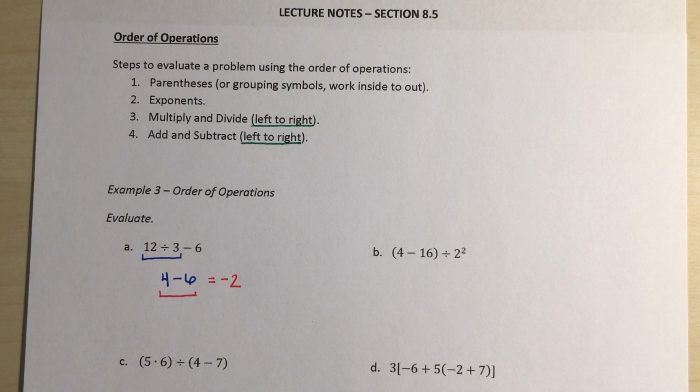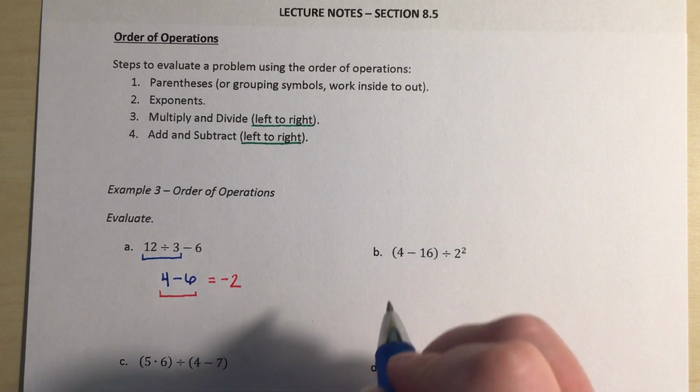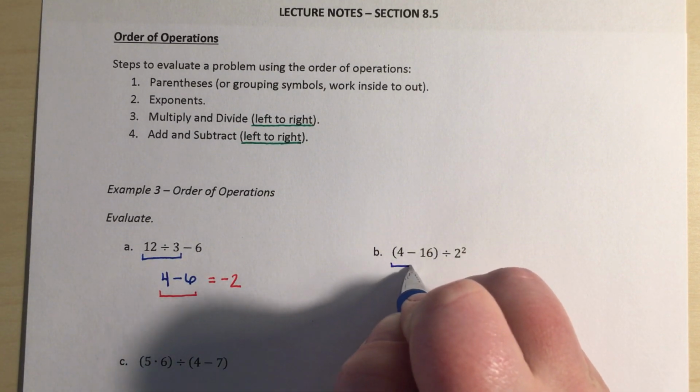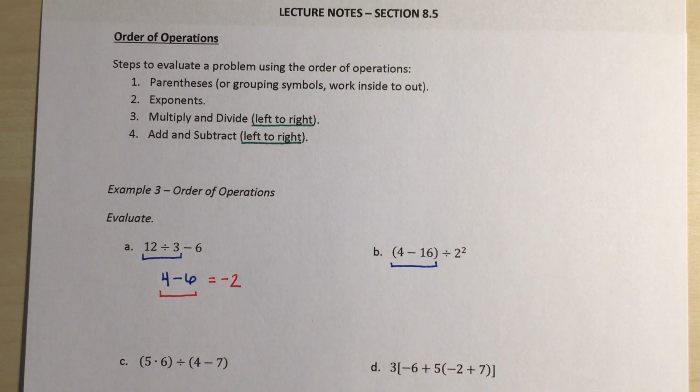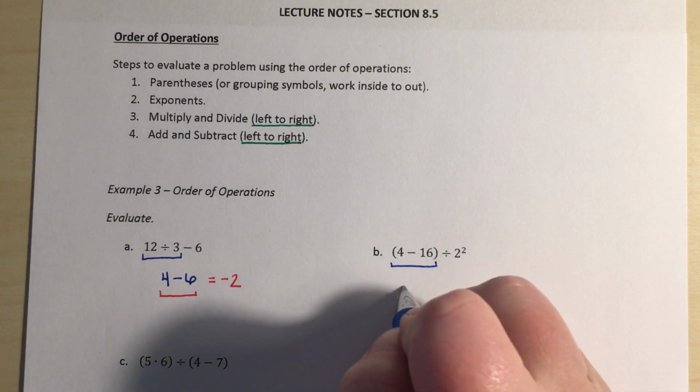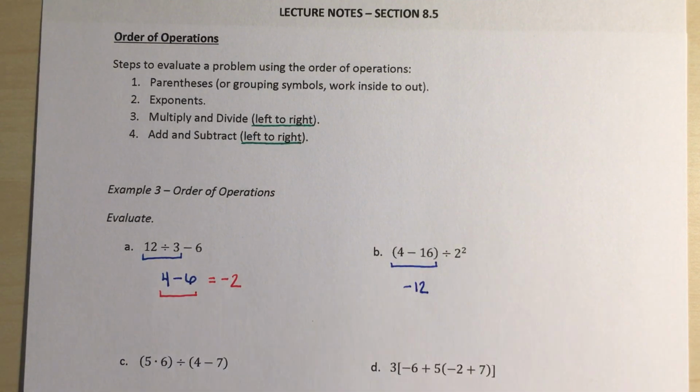All right, for B. First thing we're going to do is parentheses. So we're going to do 4 minus 16 first. This is actually very similar to our answer to example A. We have different signs, so we're going to subtract. 16 minus 4 gives us 12. Our larger number is negative, so we're going to get a negative 12.